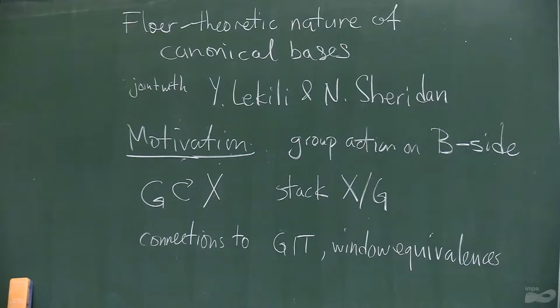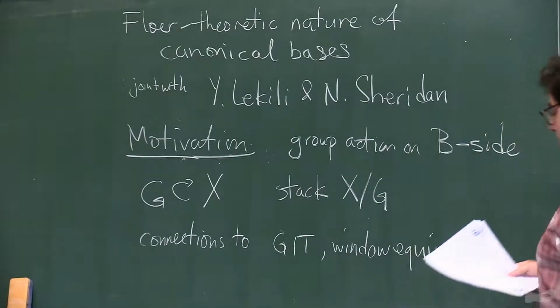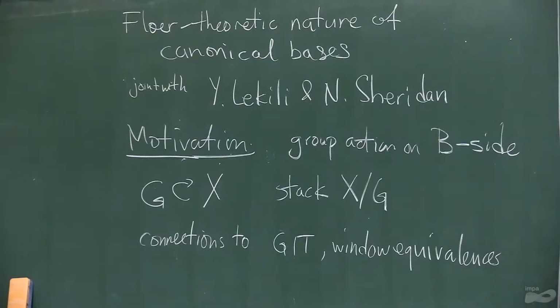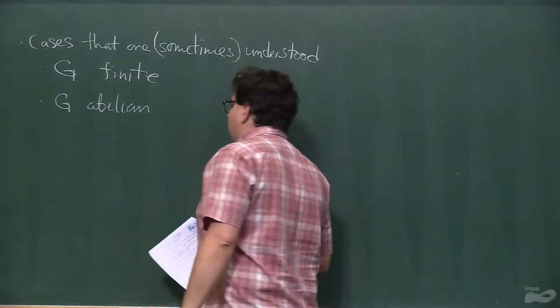Okay. One thing I want to emphasize, because it's maybe not completely apparent, is that there are a number of cases where this kind of equivariance is well understood. Some cases that are fundamentally simpler than what I'm going to talk about, I should say cases that are sometimes understood. You could look at, say, G finite. That's one thing you could assume, and then try to do the theory there. Another thing you could assume is that G is abelian. So, for example, G could be a torus.